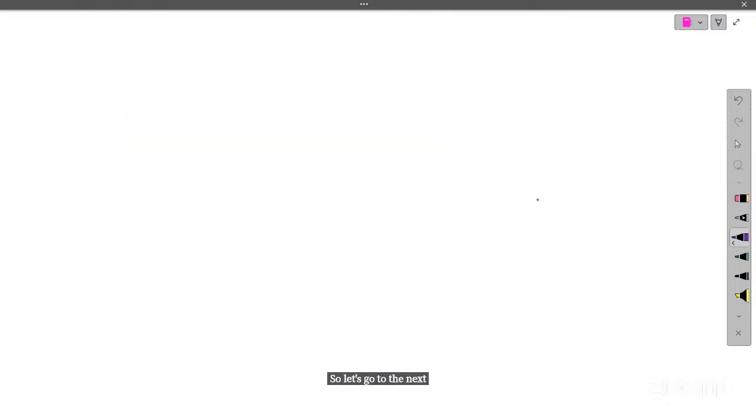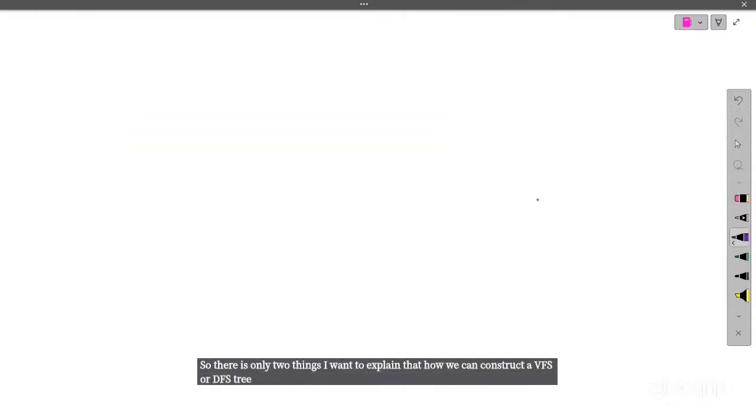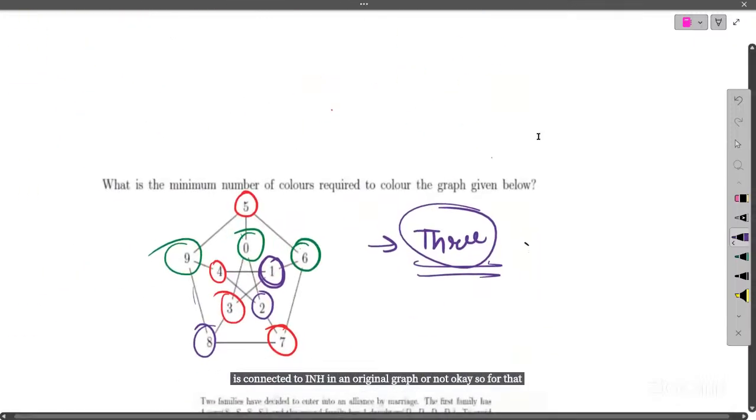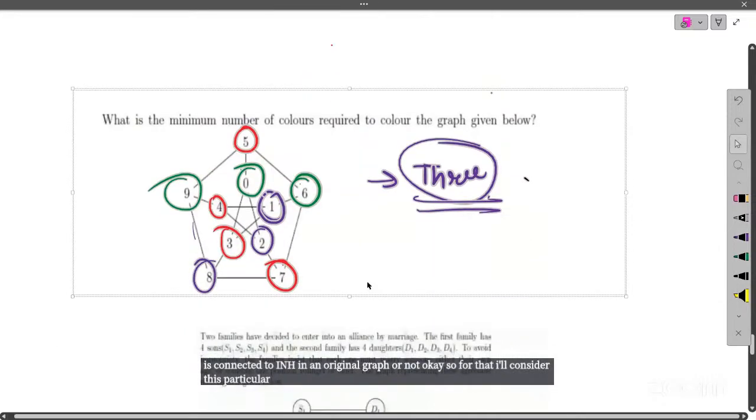So I'll jump to the BFS and DFS process now. There are only 2 things I want to explain: how we can construct a BFS or DFS tree from a given graph, and how, given a BFS tree or DFS tree, we can judge whether 2 vertices are connected by an edge in the original graph or not. Okay. So for that I'll consider this particular graph only.